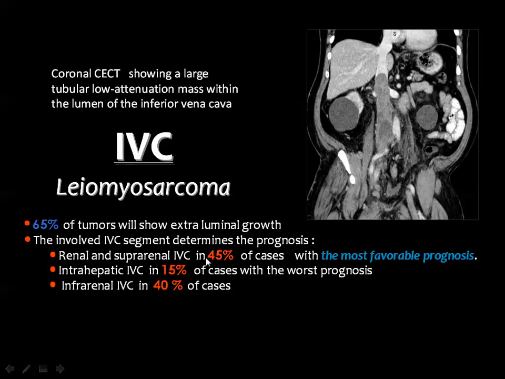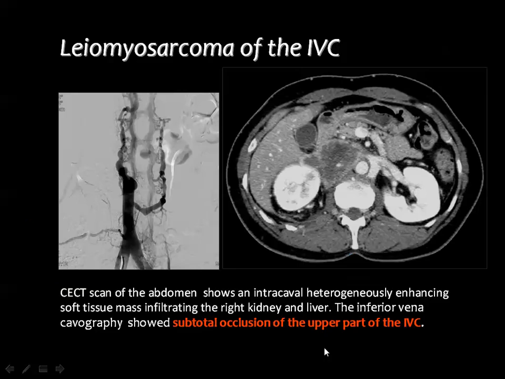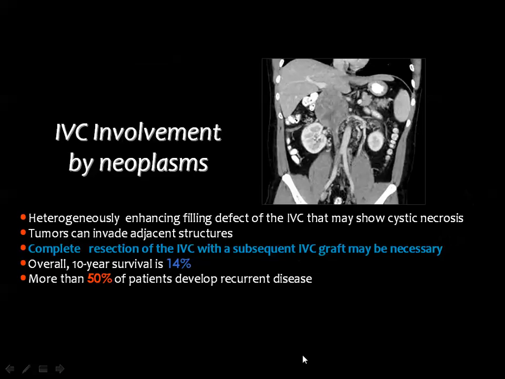And the renal and suprarenal involvement has the most favorable prognosis according to the literature. And here you see this is an inferior vena cavography performed by the traditional way. This is part of the inferior vena cava, and the upper part is occluded with collateral circulation. And here by CT scan you see the aorta, and you see a mass infiltrating the region of the IVC representing leiomyosarcoma. Another case of leiomyosarcoma of the inferior vena cava. Here you see a big mass which is heterogeneously enhancing.